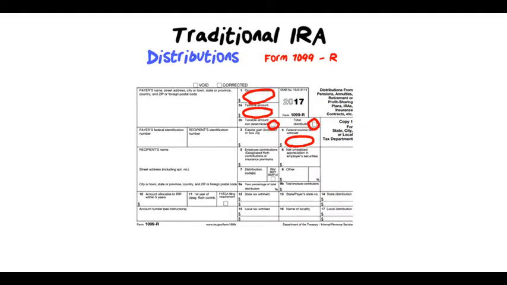To find what type of distribution it is, that will be shown in box 7. The code will be shown, the nature of distribution. It might be a rollover from one plan to another plan, and that also will be shown in this form. So that also will be categorized here in box number 7. And if any state tax was withheld, it will be shown here.